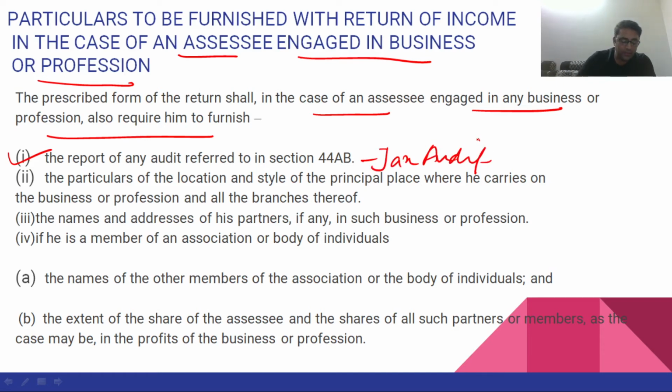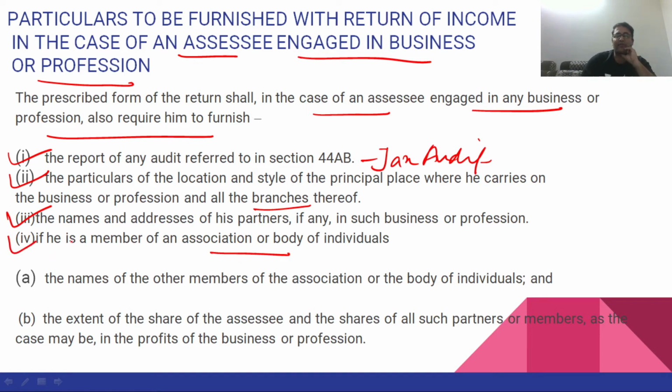In case the assessee is subject to tax audit, then he will have to attach the tax audit report. The particulars of location and style of the principal place where he carries on the business or profession and all branches thereof. So basically the location, that is the registered office where he carries on the business and where he maintains all the books of accounts. The names and addresses of the partners, if any, in such business or profession, if he is a member of any association or body of individuals.